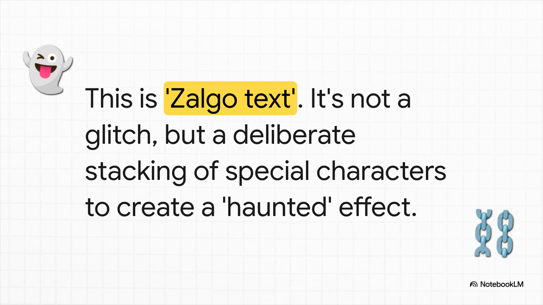But here's the trick. It's not a real glitch. It's a very clever artistic technique. The name for it is Unicode drift. It works by intentionally piling on, sometimes hundreds of special little characters, right on top of the original letters. The whole point is to create this haunted, corrupted, glitched-out vibe.